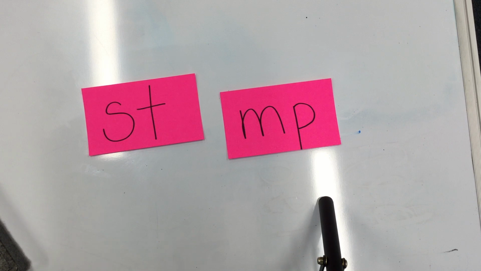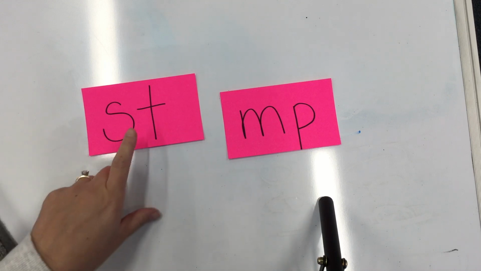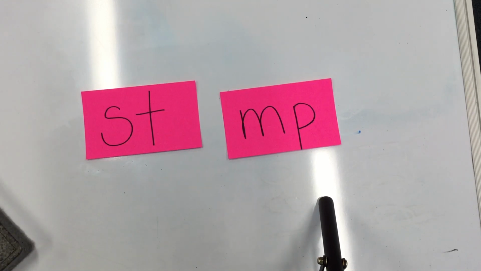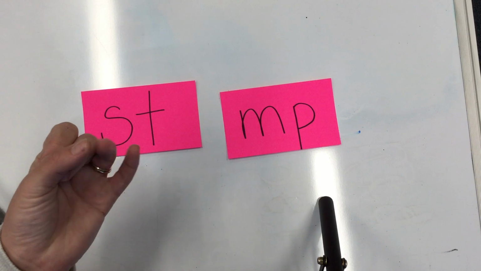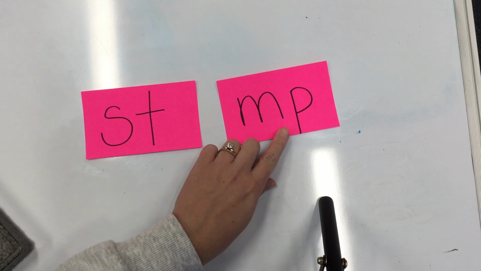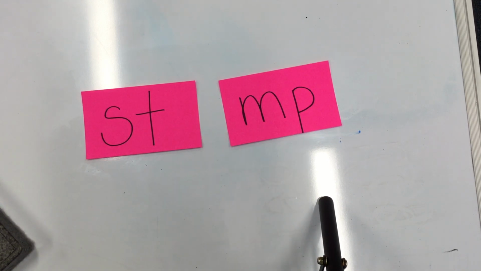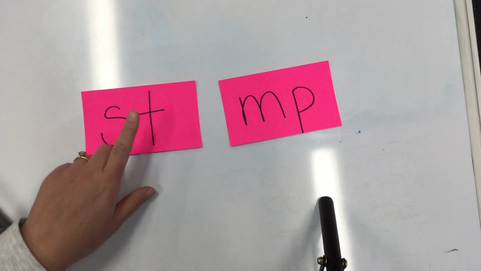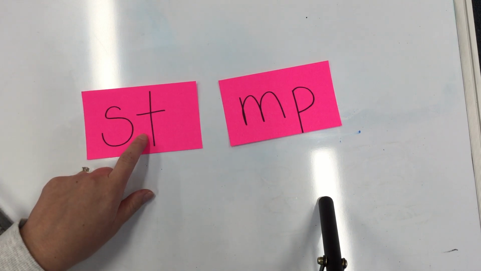Trust. Which blend do you hear at the end of the word trust? I hear ST. All right, what about the word jump? What blend do you hear at the end of the word jump? Jump. I hear MP. So MP is at the end of the word jump. What about the word best? Best. ST is at the end of the word best.